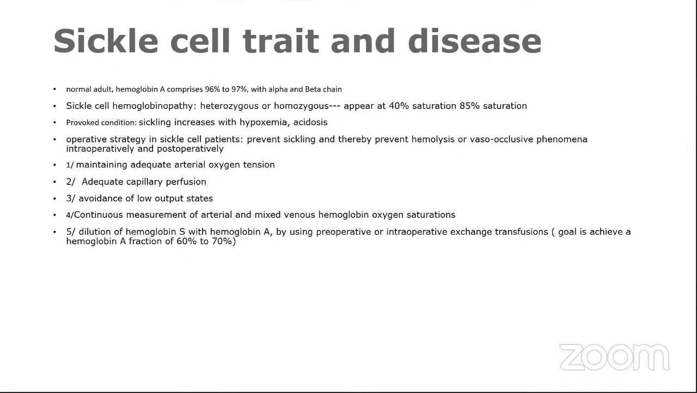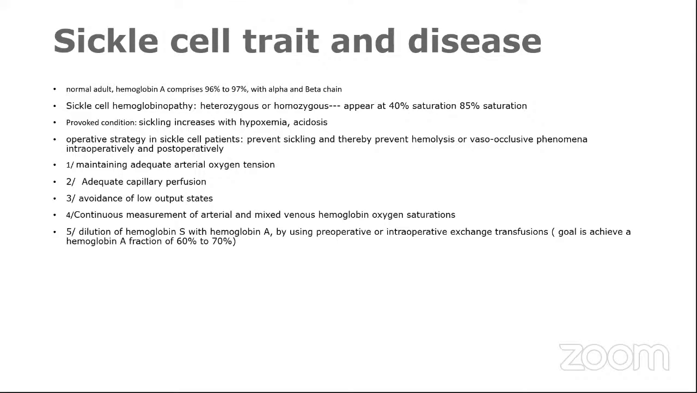And the last one, if we couldn't, we can dilute the hemoglobin S, which is in the sickle cell, and it will be predominant in the homozygous diseased sickle cell, and it will be less in trait, up to 20% to 40% maximum. We can dilute the hemoglobin S by hemoglobin A by using preoperative and or intraoperative exchange transfusion.